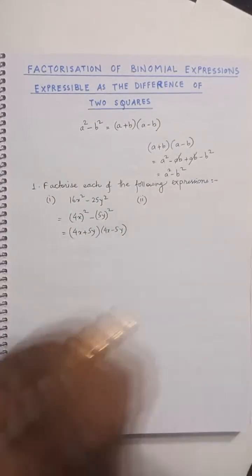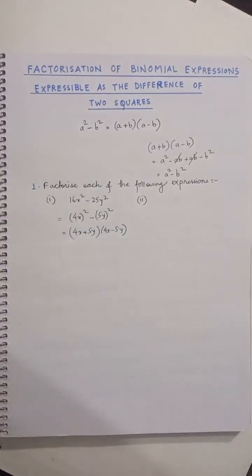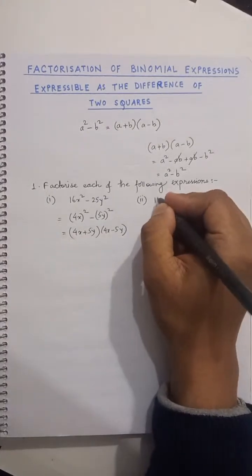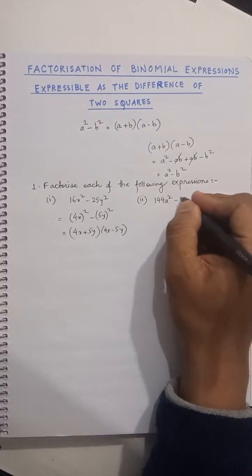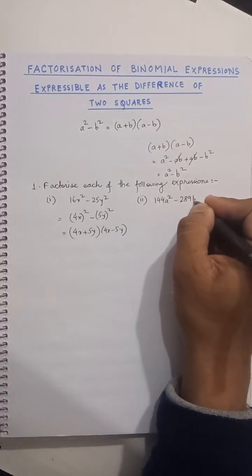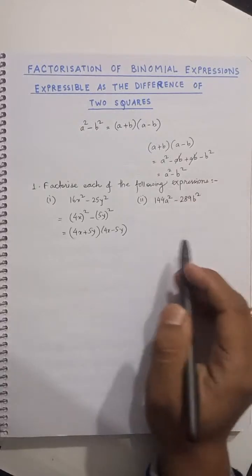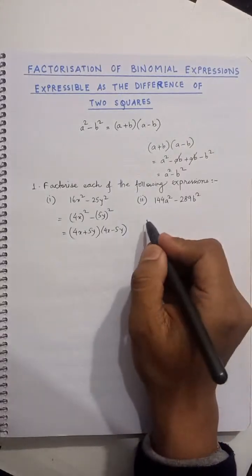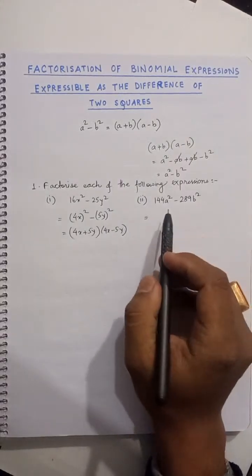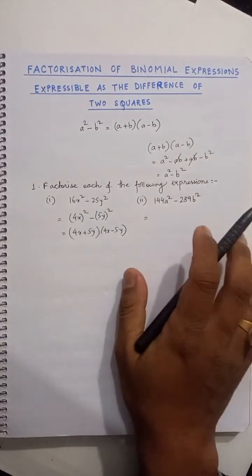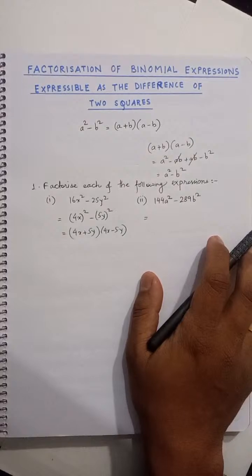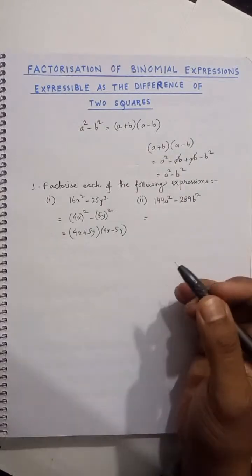Question number 2, 144a square minus 289b square. For solving this kind of question, I suggest that you memorize the squares of at least 1 to 30, I mean, squares of numbers from 1 to 30. It will become much easier for you to do.